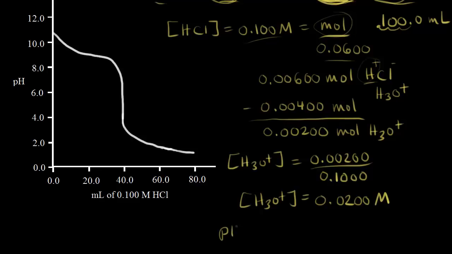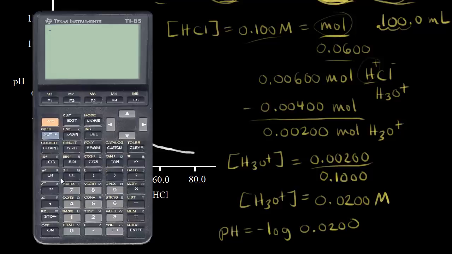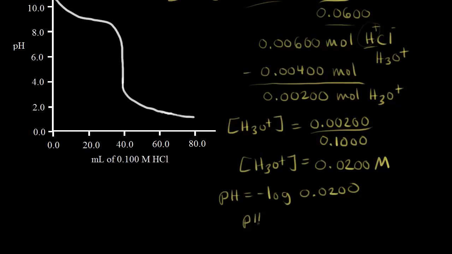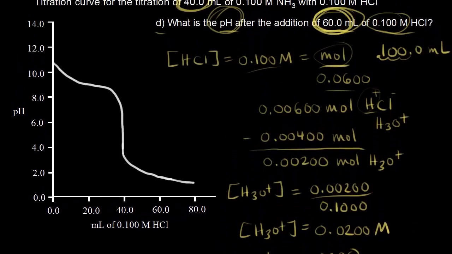So now we're ready to find the pH, since the pH is equal to the negative log of the concentration of hydronium. So the negative log of 0.0200, let's get out the calculator, is equal to 1.699. So our pH is equal to 1.699, or however you want to think about rounding these things. You could just say 1.70 just to make things a little bit easier to think about that number. So approximately 1.7 after we've added 60 milliliters of our acid.